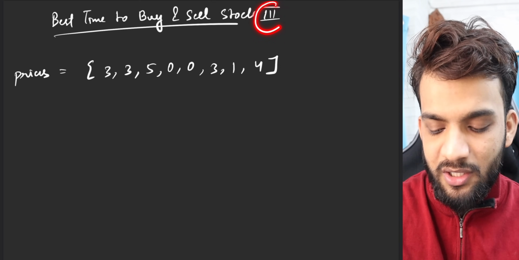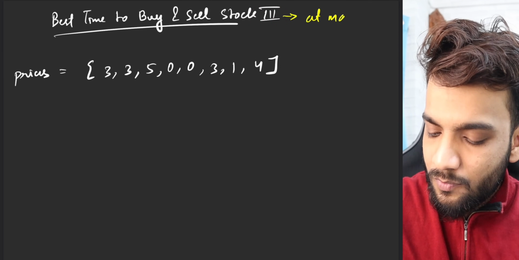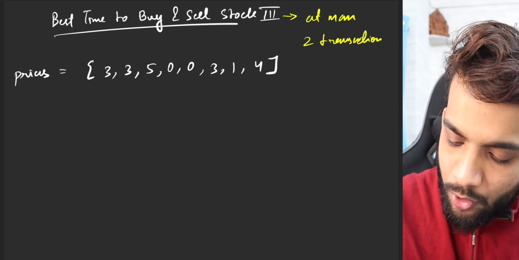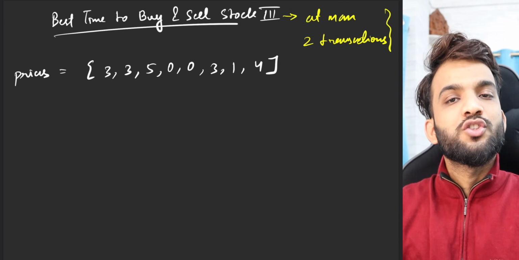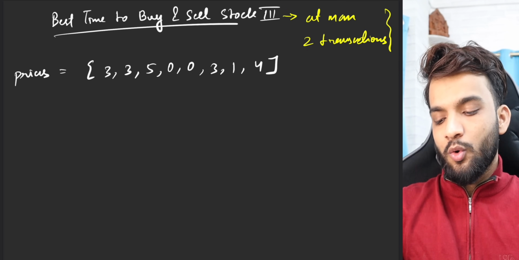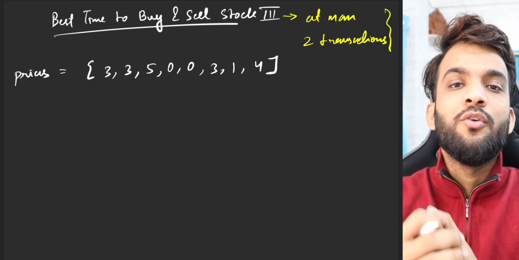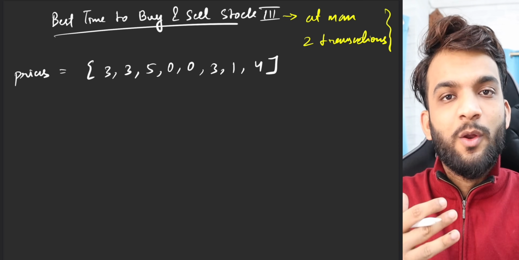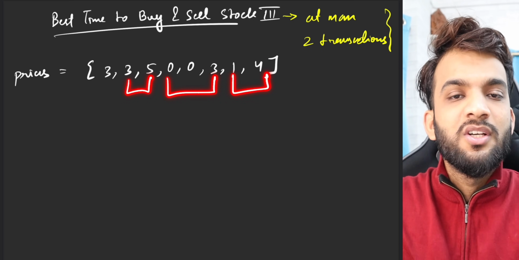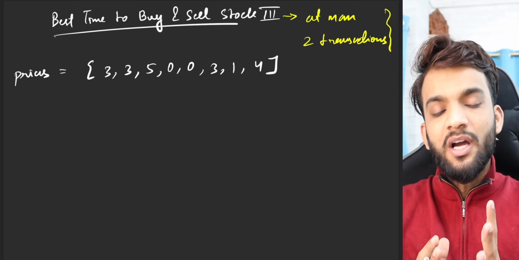What is part 3? Part 3 states at max 2 transactions. Yes, at max what you can do is 2 transactions, not more than 2 transactions. Okay, so we are basically limiting the number of transactions that we are doing. So apparently, if there were unlimited transactions, you could have gone this, then this, and then this. So you could have done 3 transactions to get the maximum profit. But over here, you're limited.